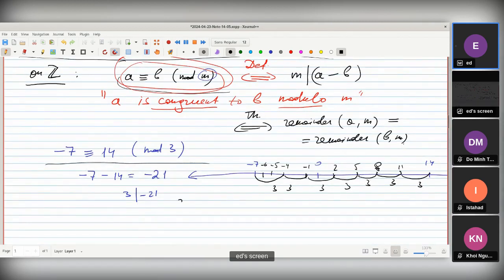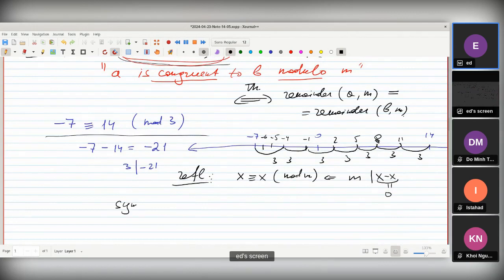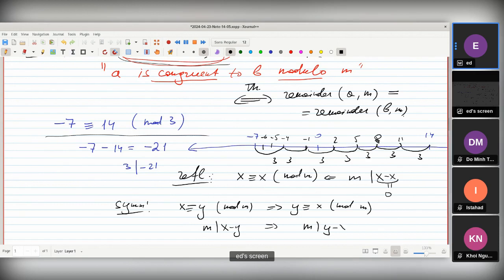But what is important here is that this is an equivalence relation. So why is it reflexive? We know that x is congruent to x modulo any m. Why is it the case? Because x minus x is just 0, and 0 is divisible by any number. It is symmetric. We know that if x is congruent to y modulo m, then y is congruent to x, the same modulo m. That means that if m divides x minus y, then of course m also divides y minus x. It is also quite obvious.